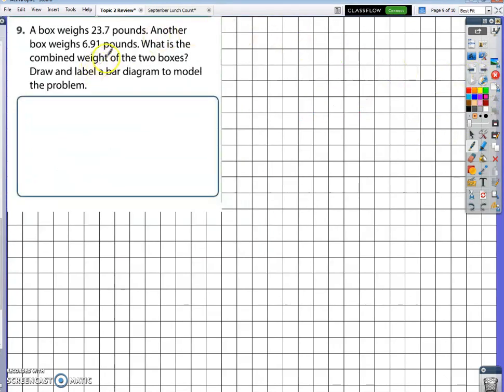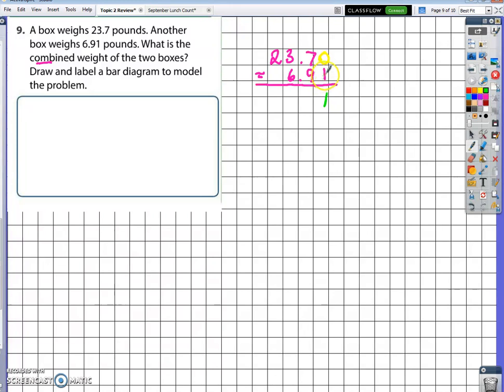Question number 9. A box weighs 23 and 7 tenths pounds. Another box weighs 6 and 91 hundredths pounds. What is the combined weight? Combined weight means we are adding. So let's go ahead and do the math first, and then we'll get to this whole draw and label a model. We're going to do 23 and 7 tenths plus 6 and 91 hundredths. Because I have an empty space up there, I want to add a 0. And let's do the adding. 0 and 1 is 1.